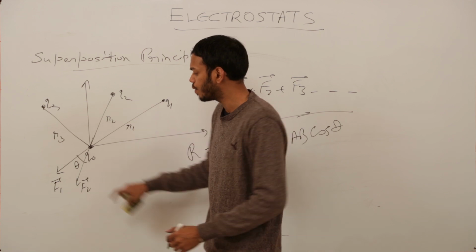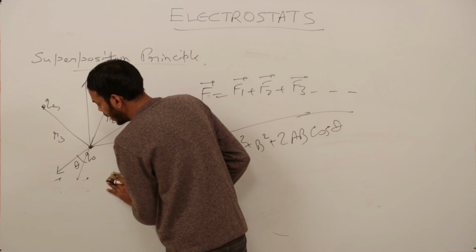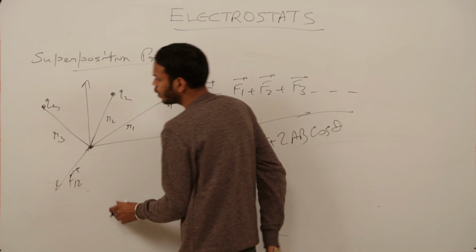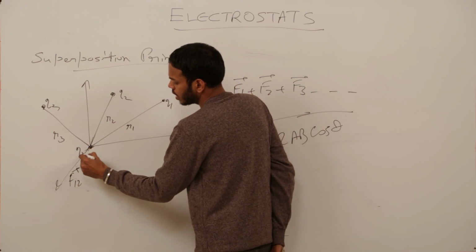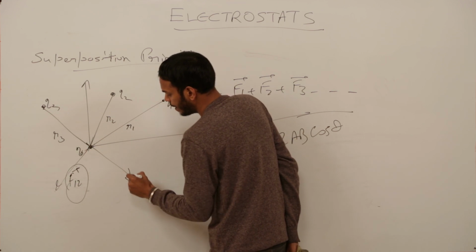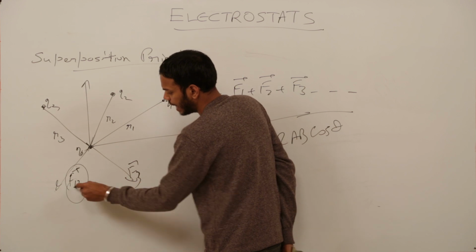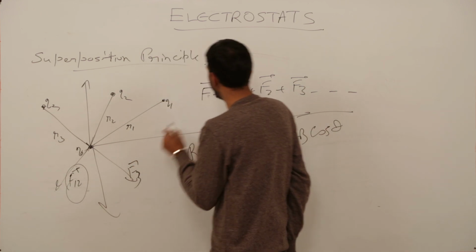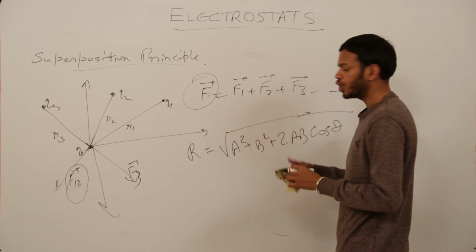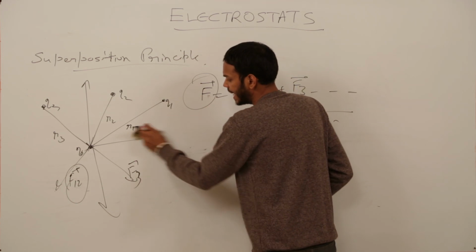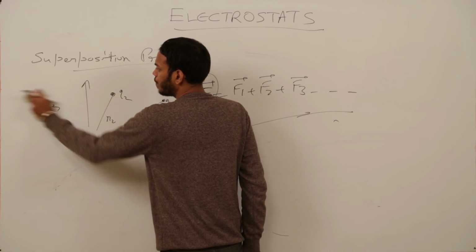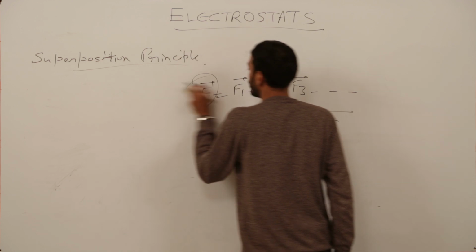Once you have the F1 and F2 resultant, which is F12, then let us say the force F3 was in this direction. Find the resultant between F3 and F12. This will give you the ultimate net force. If it is still confusing to you, let us do some examples and that will conclude your topic of Coulomb's force.